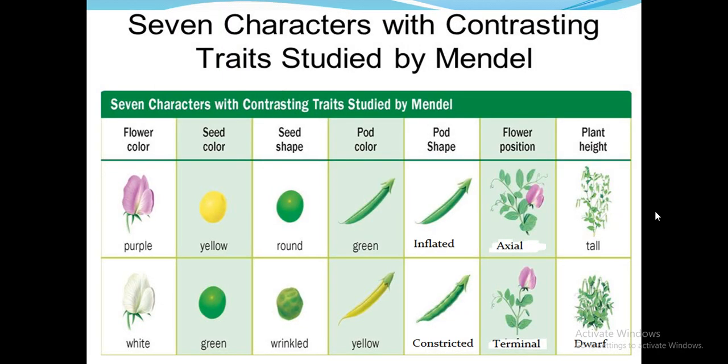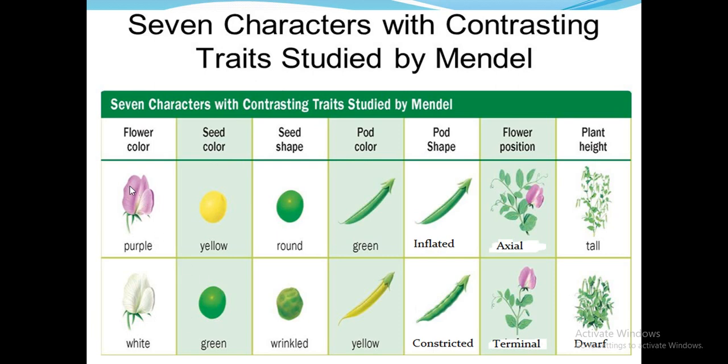Now, Mendel studied 7 pairs of contrasting characters in the garden pea plant. Now they are listed here. These characters are flower color, seed shape, pod color. Pod means fruit of the leguminous plants. And pod shape, flower position, and plant height. So these are the 7 pairs of contrasting characters. Out of these, a few will be dominant, a few will be recessive. So the dominant phenotypes are shown here, whereas the recessive phenotypes are shown below.